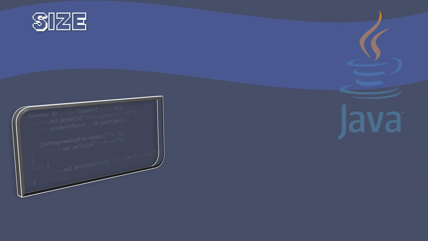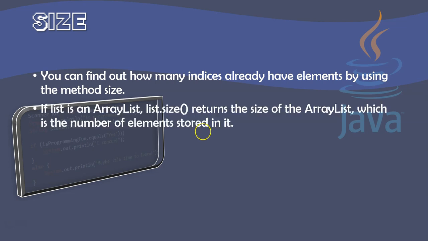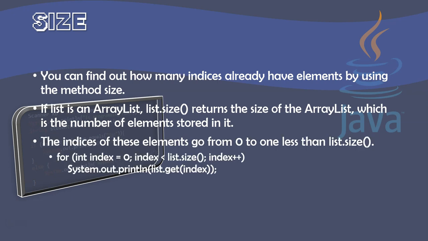Now, what about size? How do we handle size here? Obviously, we know with sizing of an irregular array how to handle that, but when you start talking about array lists, it's pretty easy to find out how many indices have elements simply by using the method size. It's a method that allows us to quickly and very easily determine that. So if a list is an array list and we use list.size, we're going to get the size, which is simply the number of elements that are stored within a list. And the indices of the elements simply go from 0 to whatever one less than list.size is. So if we look at this for loop here, you can see it's just running i less than list.size, and we're just printing out the index here.